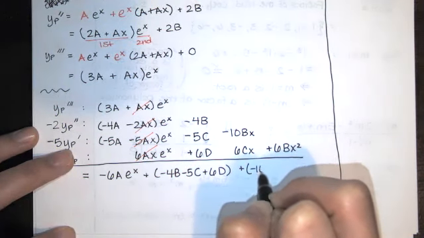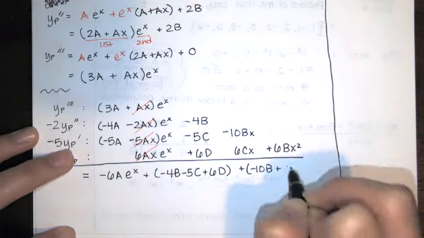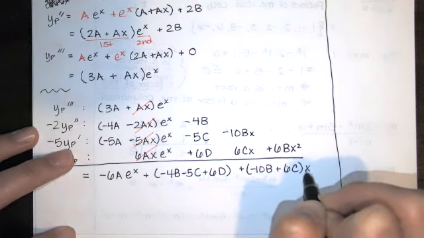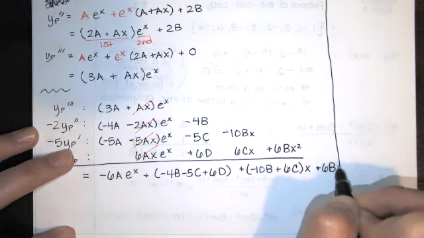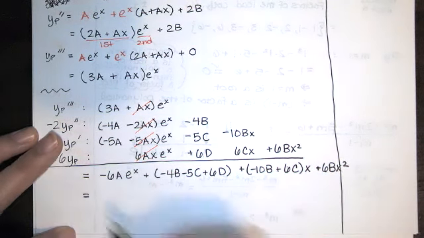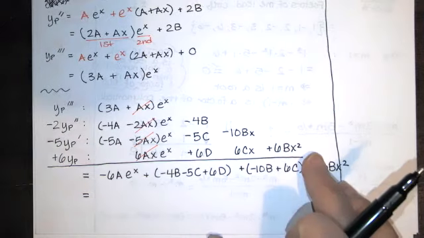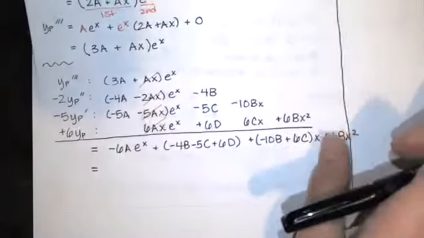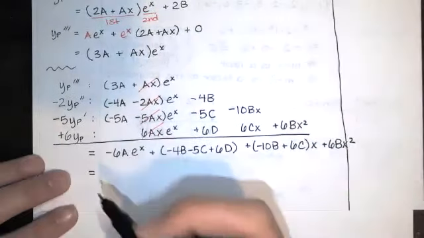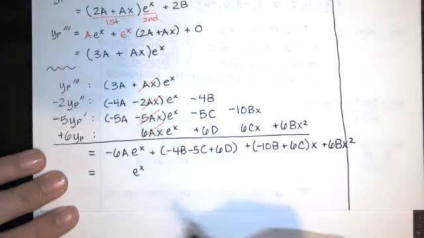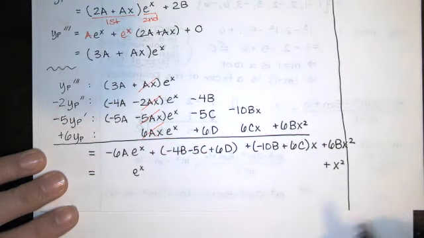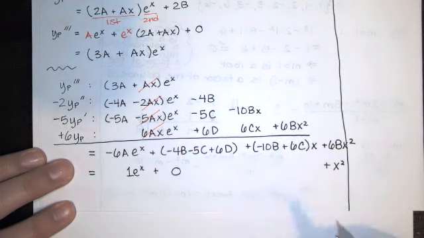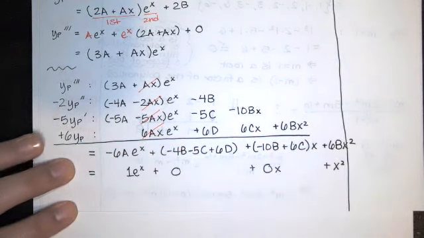And then you've got a constant times x here, negative 10b plus 6c times x, plus 6b times x squared. And that has to equal the right-hand side of the differential equation, which was e to the x plus x squared. So I've got 1 e to the x, and then I've got 1x squared, and I don't have a constant term, so I'm just going to add in some placeholders. So that's a 0, and that's a 0 times x.